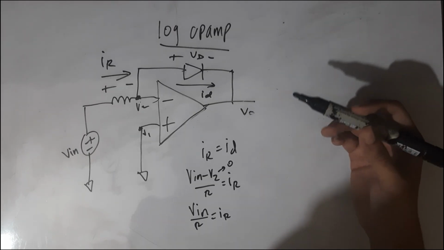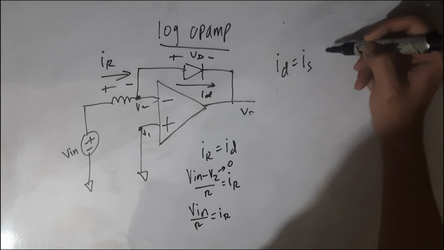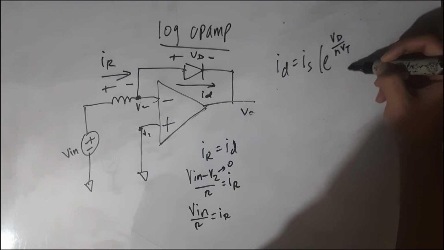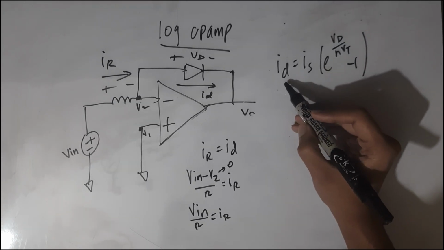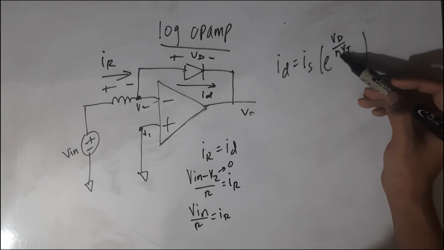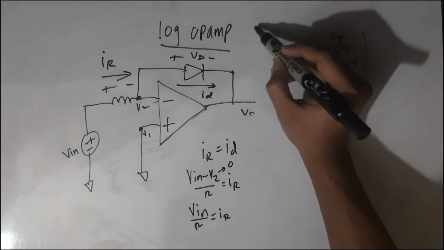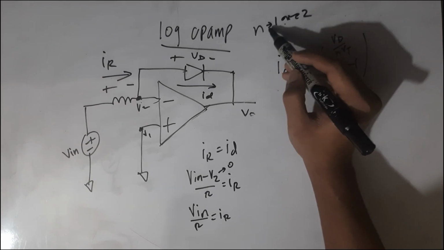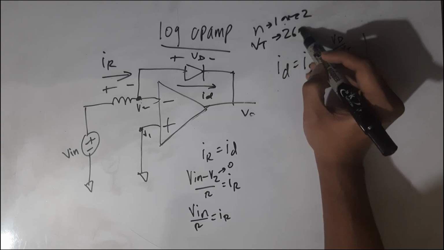For ID, we will use the Shockley equation of the diode. So ID is equal to IS e raised to VD by N VT, minus 1. This is the diode equation where ID is the diode current, VD is the diode voltage, IS is the saturation current, N is the ideality factor, and VT is the thermal voltage. N is 1 or 2. For silicon it's 1. VT is the thermal voltage, which is approximately 26 millivolts.